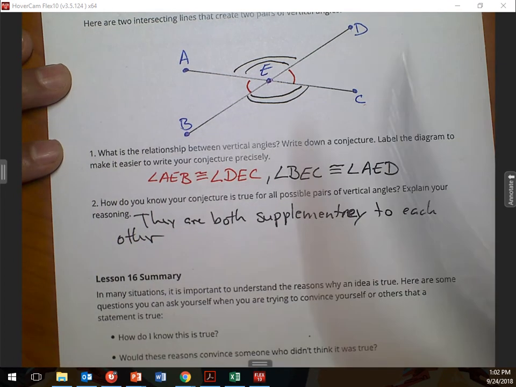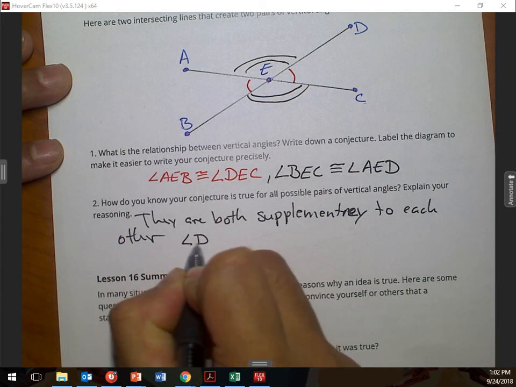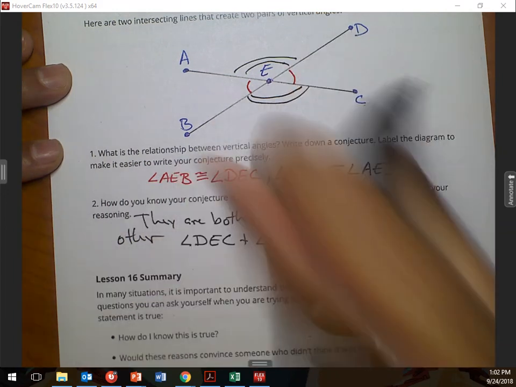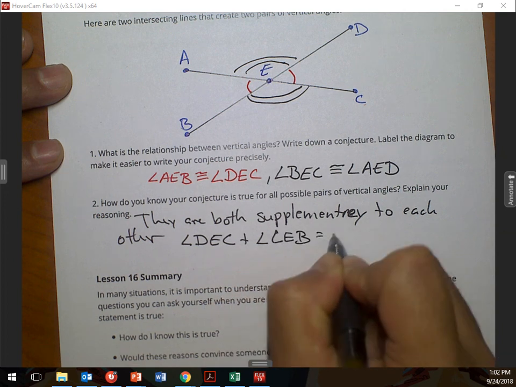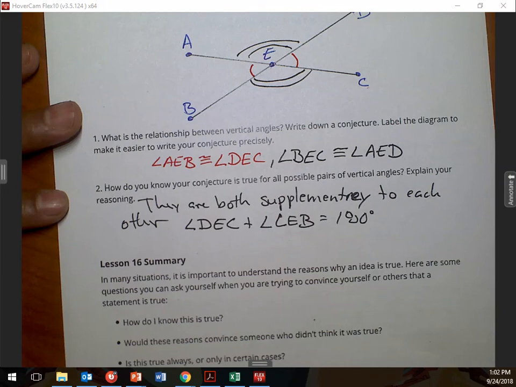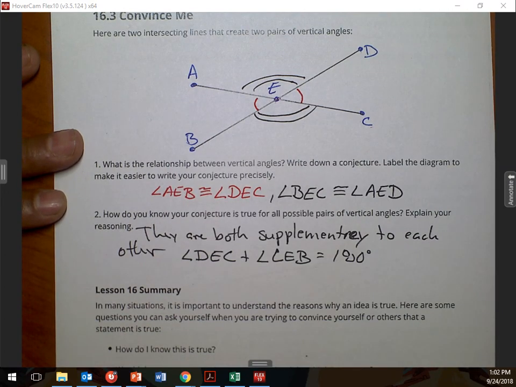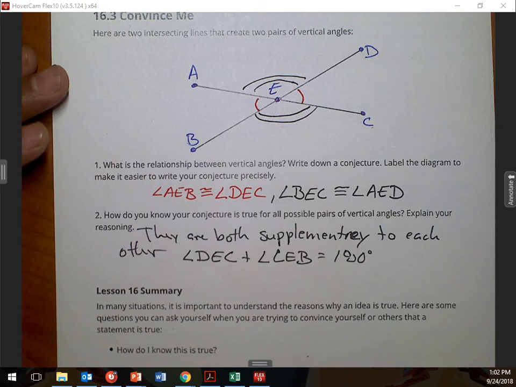So because these are going to be supplementary to each other, I'm going to have, let's say, angle DEC plus angle CEB has to equal 180 degrees. So now for right there, I get supplementary there. And I would get supplementary on the other side there too. Now, does that make sense? Now, the answer is there. That is the answer. So I should not walk around and see someone's blank paper right there, even though I have the answer right there.